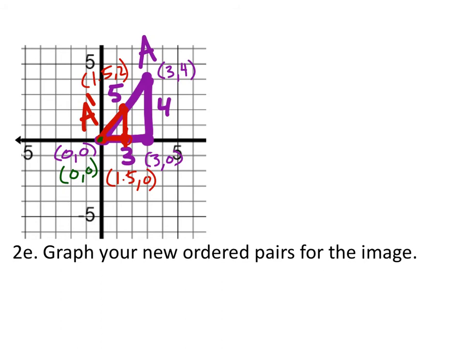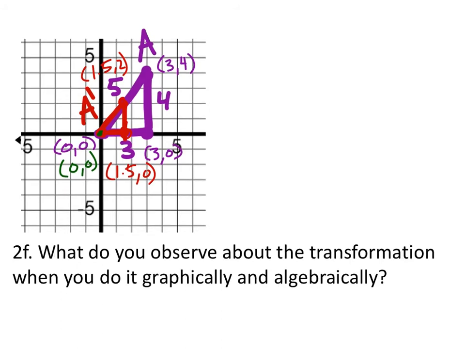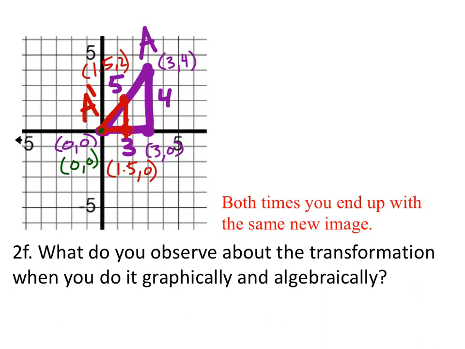Alright, graph the new ordered pairs for the image. We did that already also. So part F, take a minute to do this with your neighbor. What do you observe about the transformation when you do it graphically and algebraically? Talk about that. So on 2F, what do we observe? Again, you should see that either way that we do it, whether it's algebraically or on the graph, we end up with the same new image, that red image, A prime, either way.